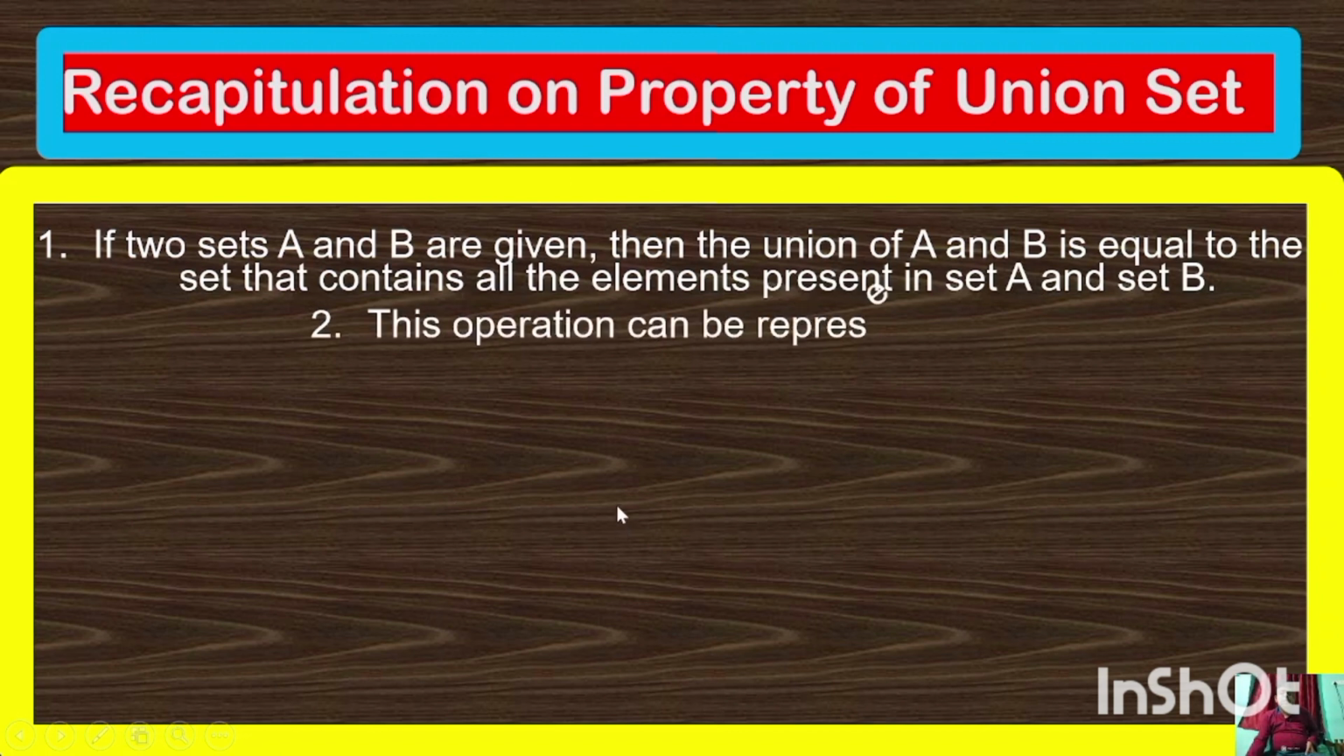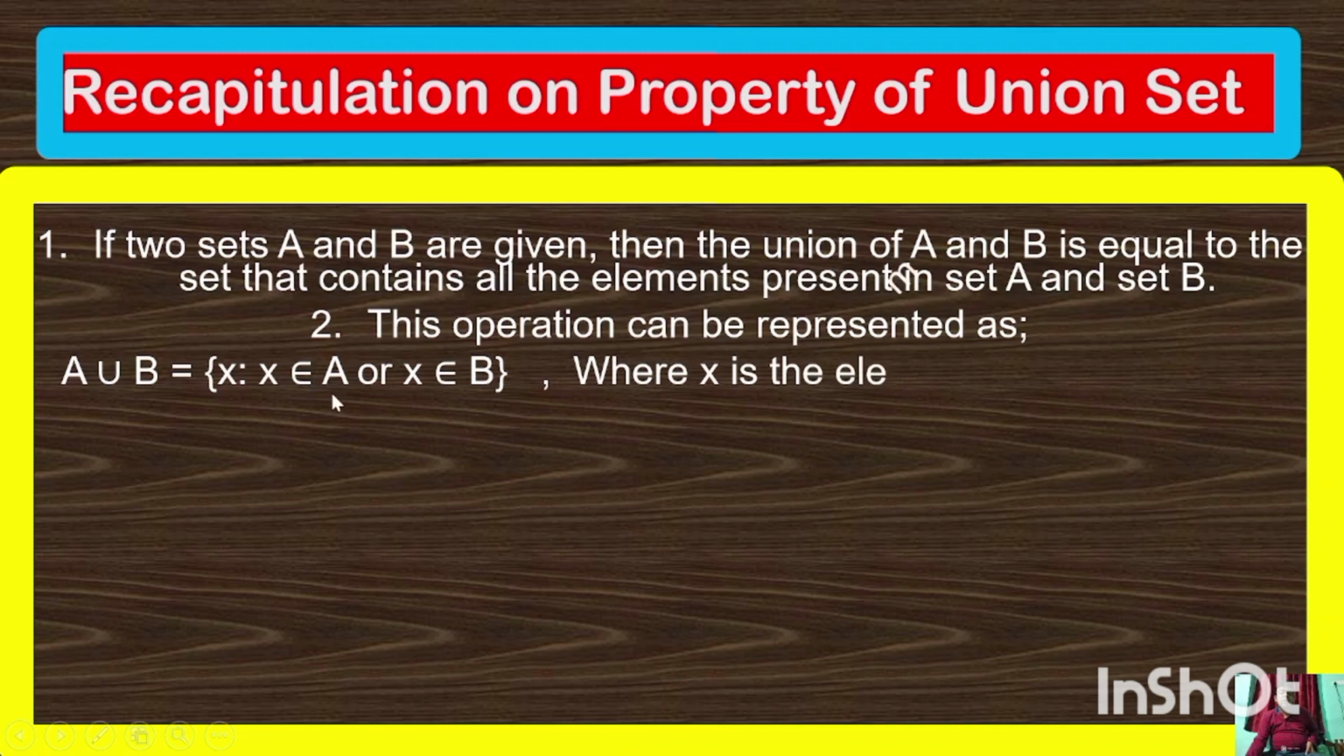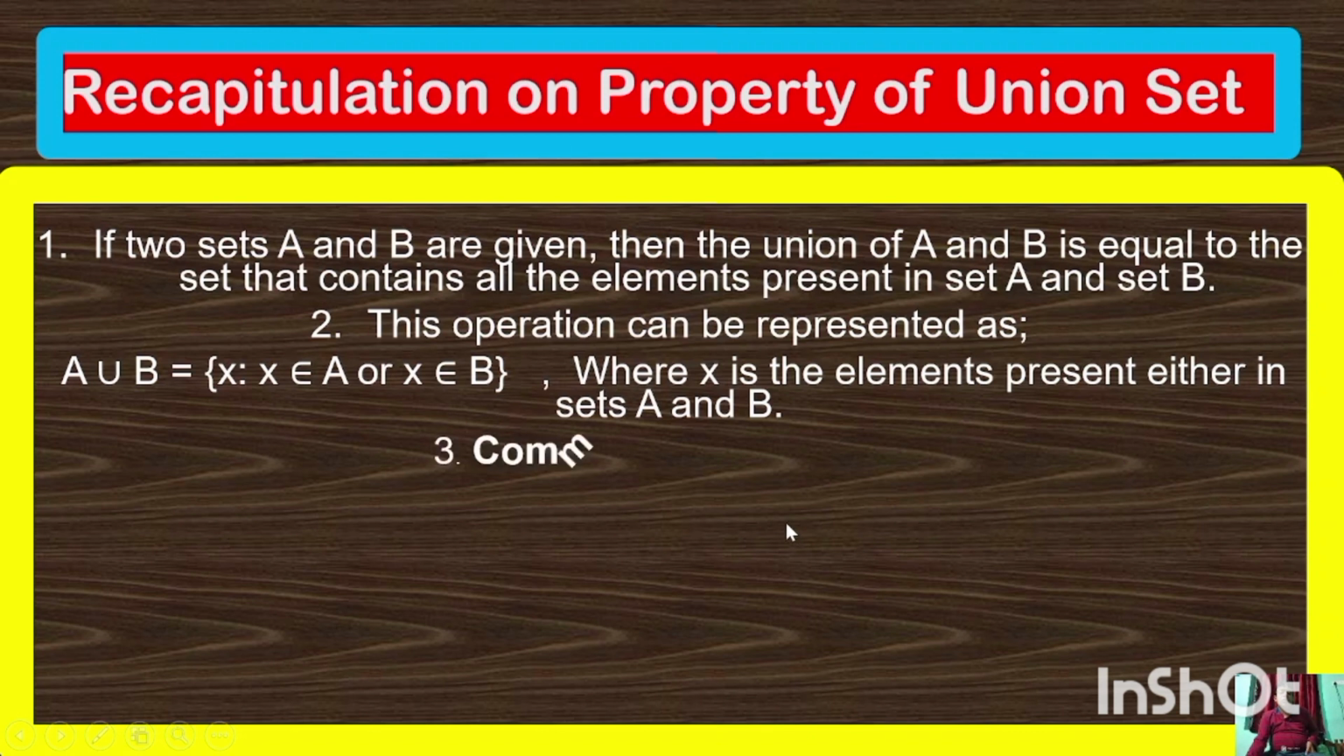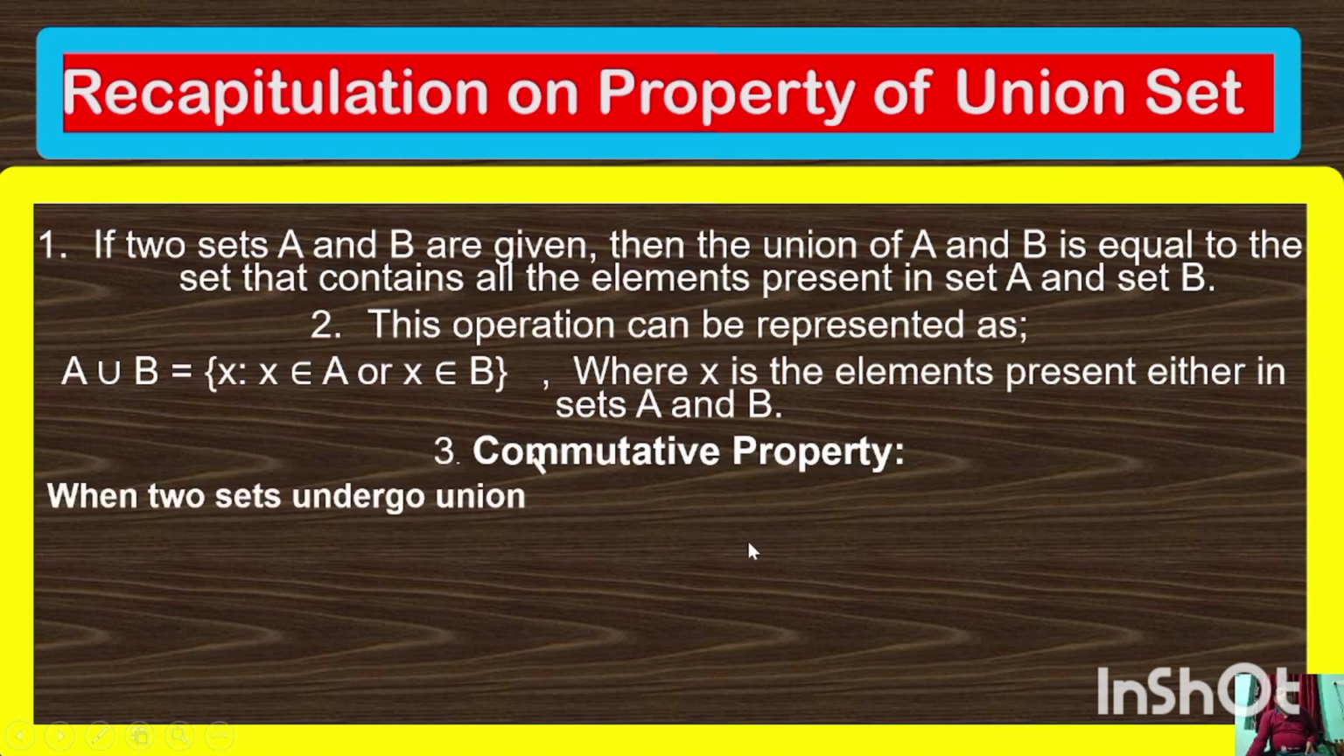Second property already discussed. This operation can be represented as A union B is equal to X such that X belongs to A or X belongs to B, where X is present either in the set A or B or both the sets A and B. And set union obeys the commutative property, already discussed. We prove it by three methods: by taking an example, by property, and by Venn diagrams. Okay, understand?